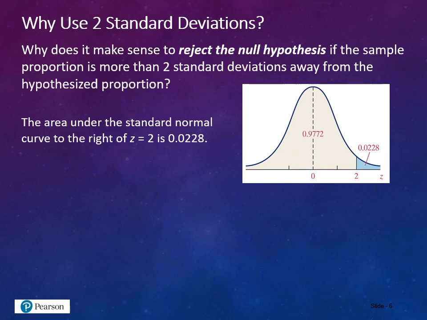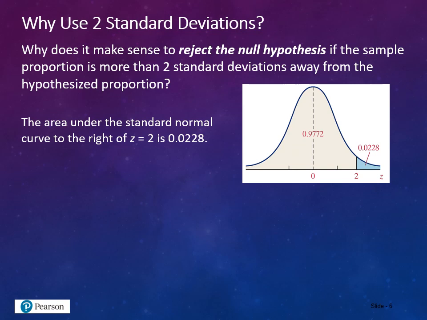Why does it make sense to reject the null hypothesis if the sample proportion is more than 2 standard deviations away from the hypothesized proportion? That actually is a good question, right? Because it seems like if it's really far from the mean, then why would that be statistically significant? What would be the basis for supporting that? Because it seems more like an outlier, right?